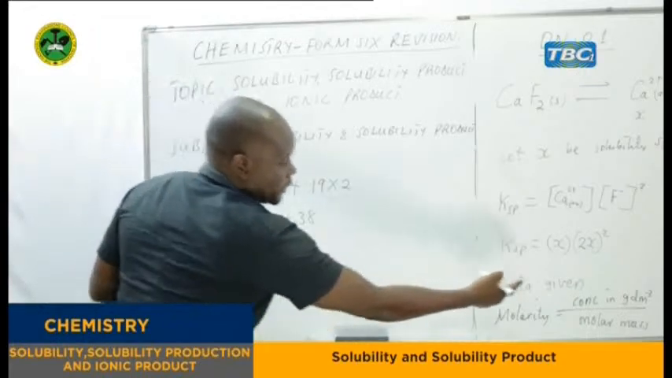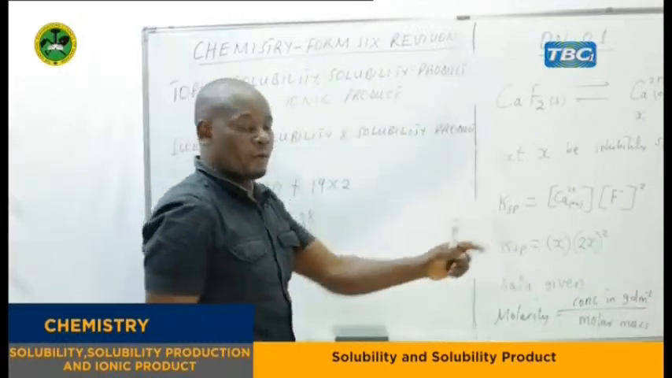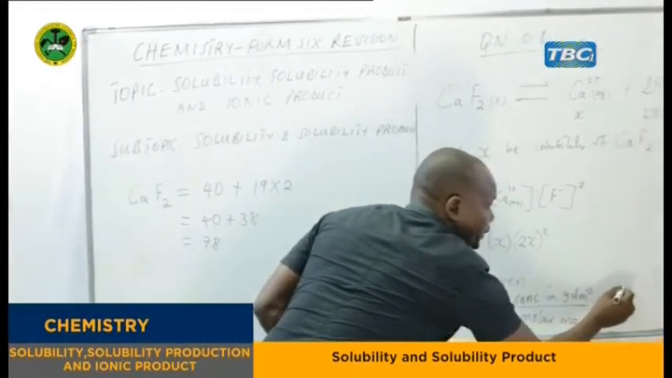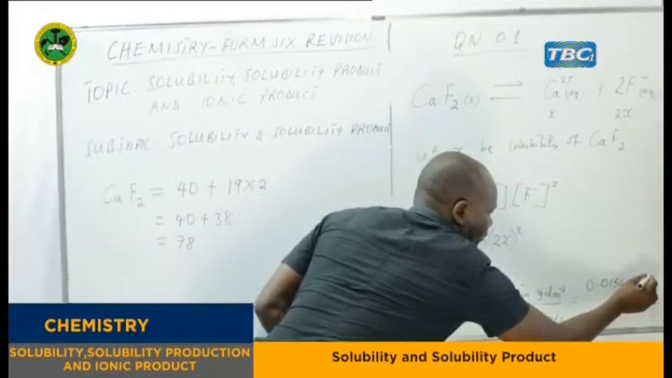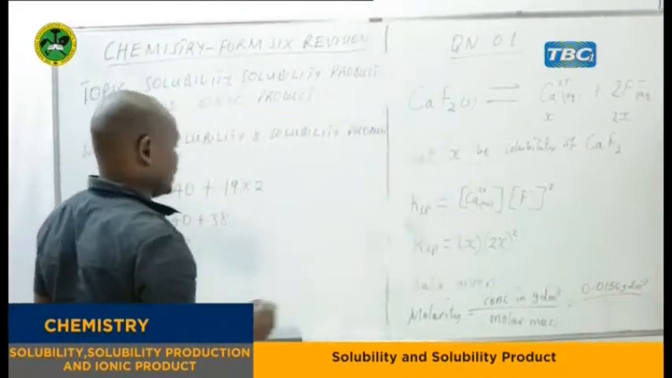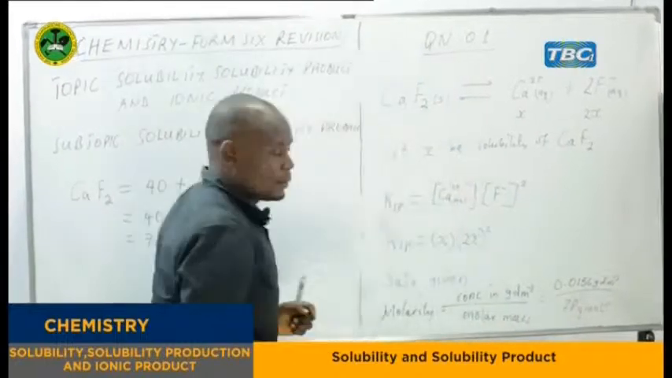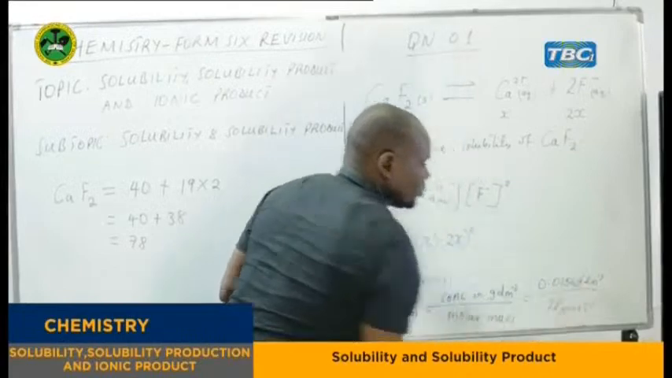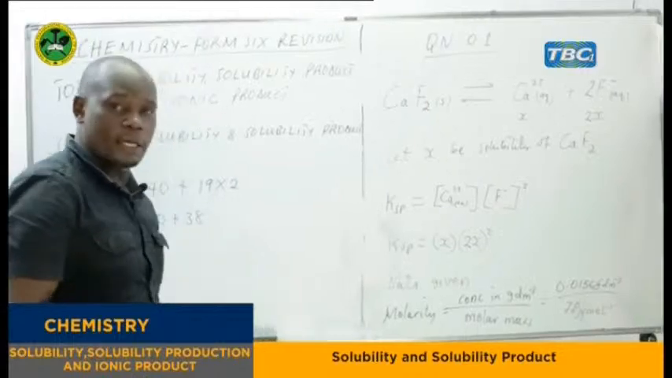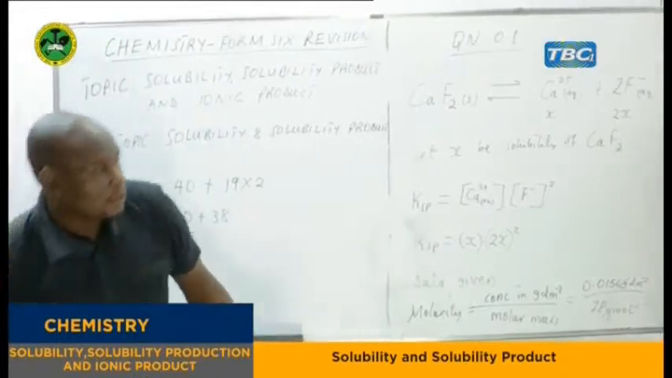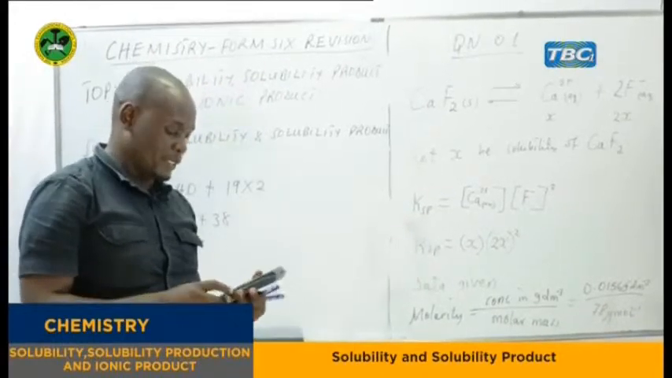Now if we substitute into the equation, the concentration in gram per decimeter cubic we have been given is 0.0156 gram per decimeter cubic. Then you divide by the molar mass, which is 78 gram per mole. Grams will cancel with grams, so you will remain with the units of moles per decimeter cubic. Now, my dear students, you can take your calculator and calculate the molarity of calcium fluoride.